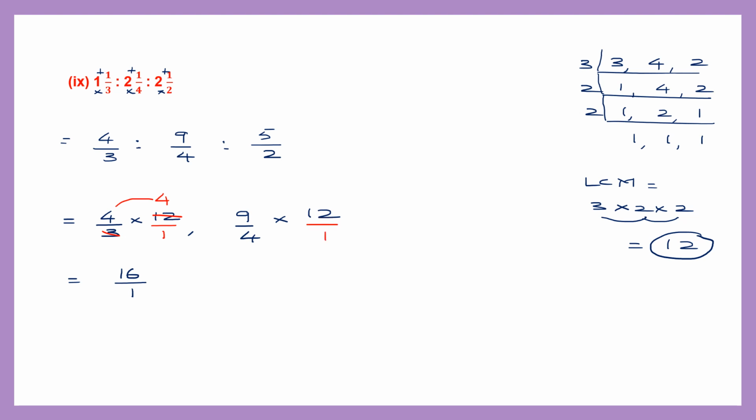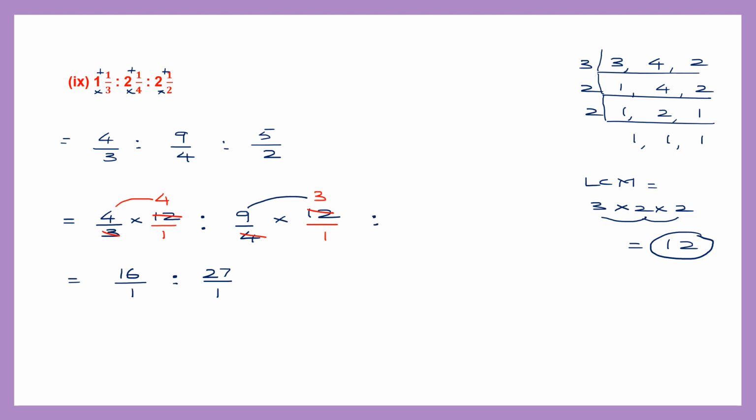Now cancel whatever you can. I can cancel 4 and 12. 4 threes are 12. So now what do I have? 9 into 3. So that will be 9 threes are 27. So I can write this as a ratio, 27 by 1.